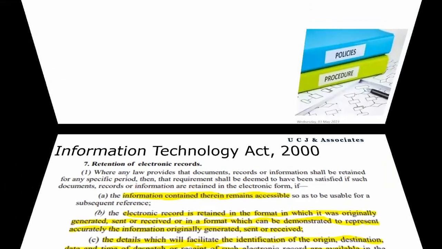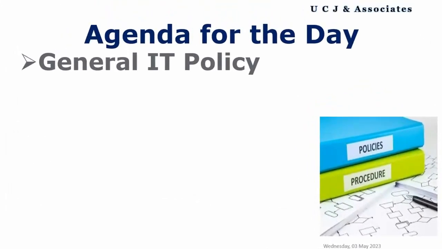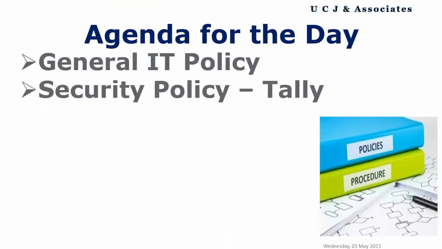So, coming to today's agenda: the general IT policy, that is, the information technology policy. In general, the information technology policy talks about from where I buy the hardware, from where I buy the software, which software I will use, whether I will use the original version, and so on and so forth. For example, if it is Microsoft, whether I will use 365 or 2019, as the case may be, or something else.